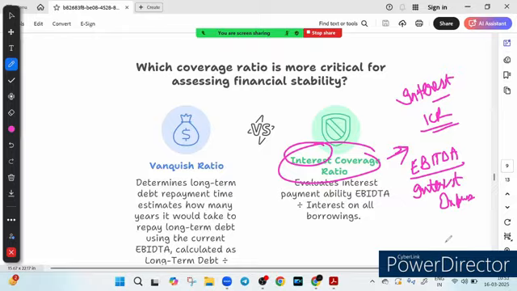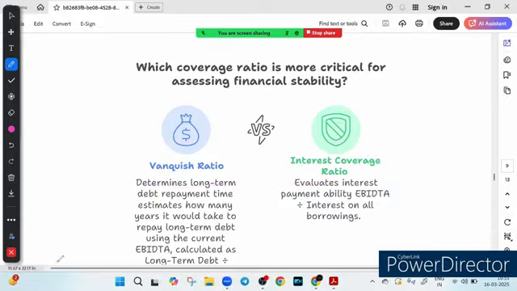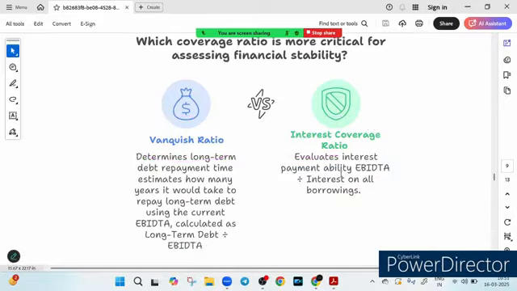So the ratio can be higher, the ratio can be lower. A higher ratio means that EBITDA is higher per unit of interest expense, so it means strong financial health, we can easily cover interest payment, because everything depends on earning. Obviously, if our earning is higher, we can easily cover our interest expense. So that is why this interest coverage ratio should be higher and this leverage ratio should be lower, right? Leverage ratio formula is long-term debt upon EBITDA, and interest coverage ratio formula is EBITDA upon interest on all borrowing.